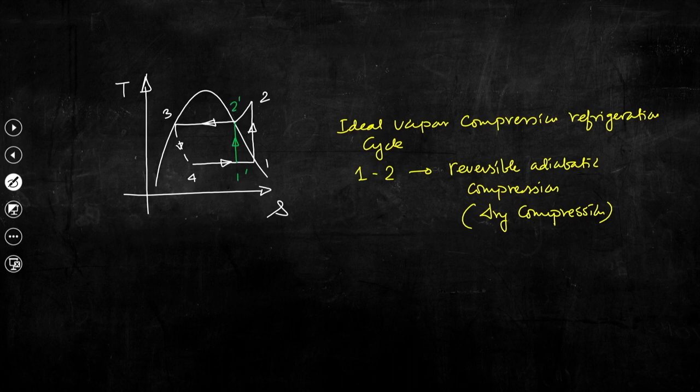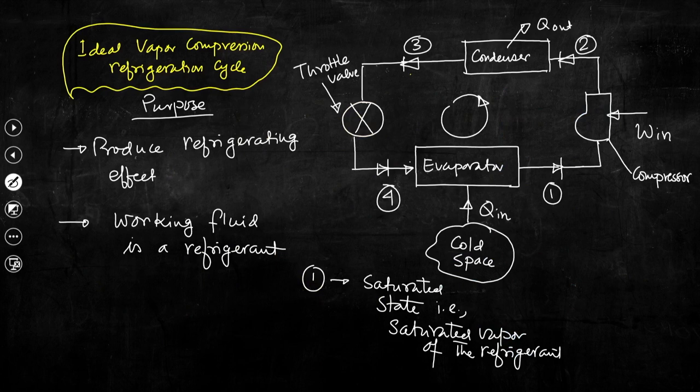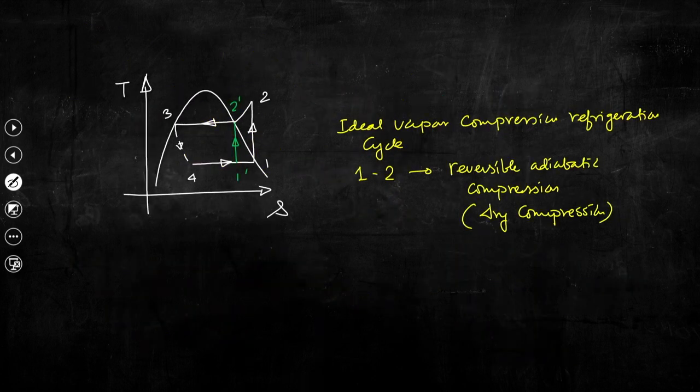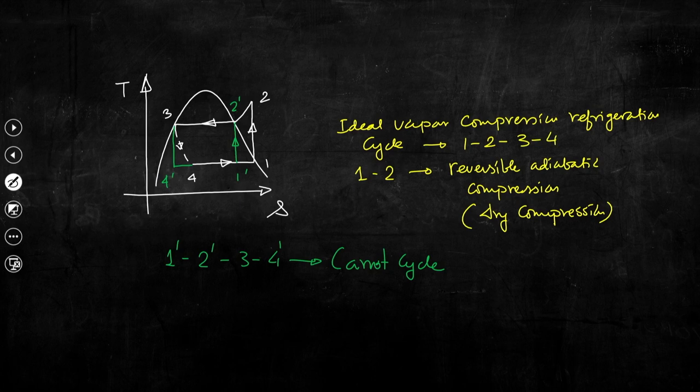So, this is 1 prime, say this is 2 prime. Similarly, instead of a throttle valve, we need to use a reversible adiabatic expander to have this reduction in pressure from condenser pressure to this evaporator pressure. So, that means this process 3 to 4 will be again this. So, this is 4 prime. So, now if I write 1 prime, 2 prime, 3, 4 prime, this is the Carnot cycle, right? Whereas the ideal vapor compression refrigeration cycle, that is 1, 2, 3, 4.